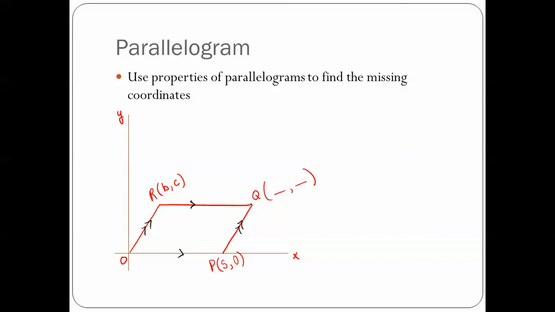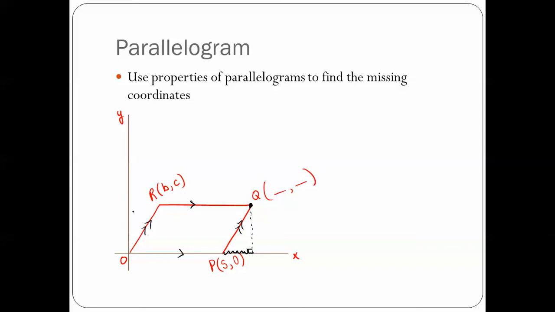If we want to find Q, this point right here, we need to know how far it is from the origin. So if I were to draw a line straight down at 90 degrees, I would really like to know what this missing length is. Is there a way to figure that out?